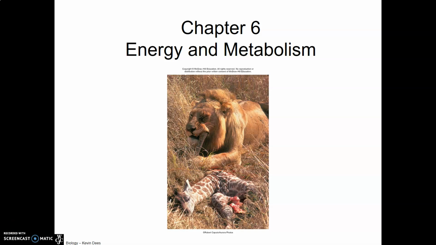In Chapter 6, we're going to be talking about the concepts of energy and metabolism. Chapter 6 will also tie together some loose ends from our second unit.